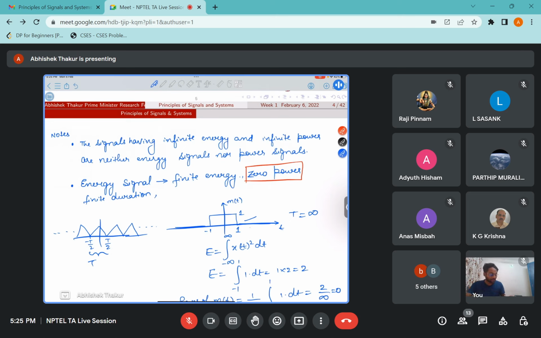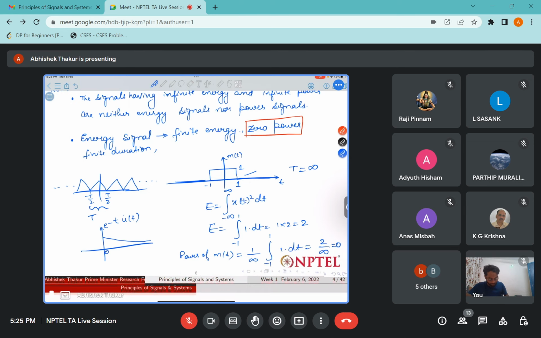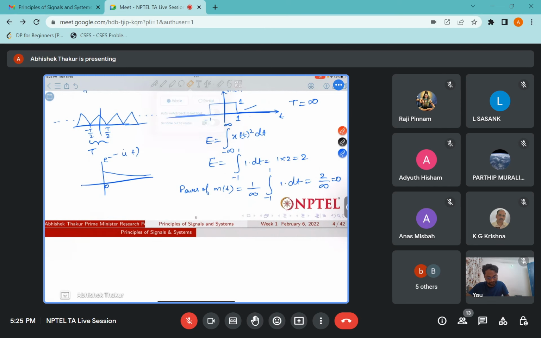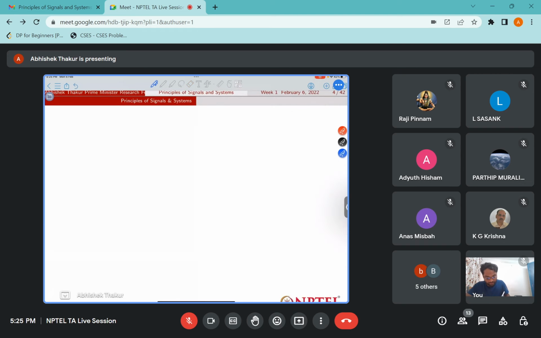And for infinite duration also, there are some energy signals. This is the curve of e to the power minus t. But when you do e to the power minus t into u(t), then it will be for positive values only. What is u(t) here? Unit step function. So I will take another page, and after that I will write that point.